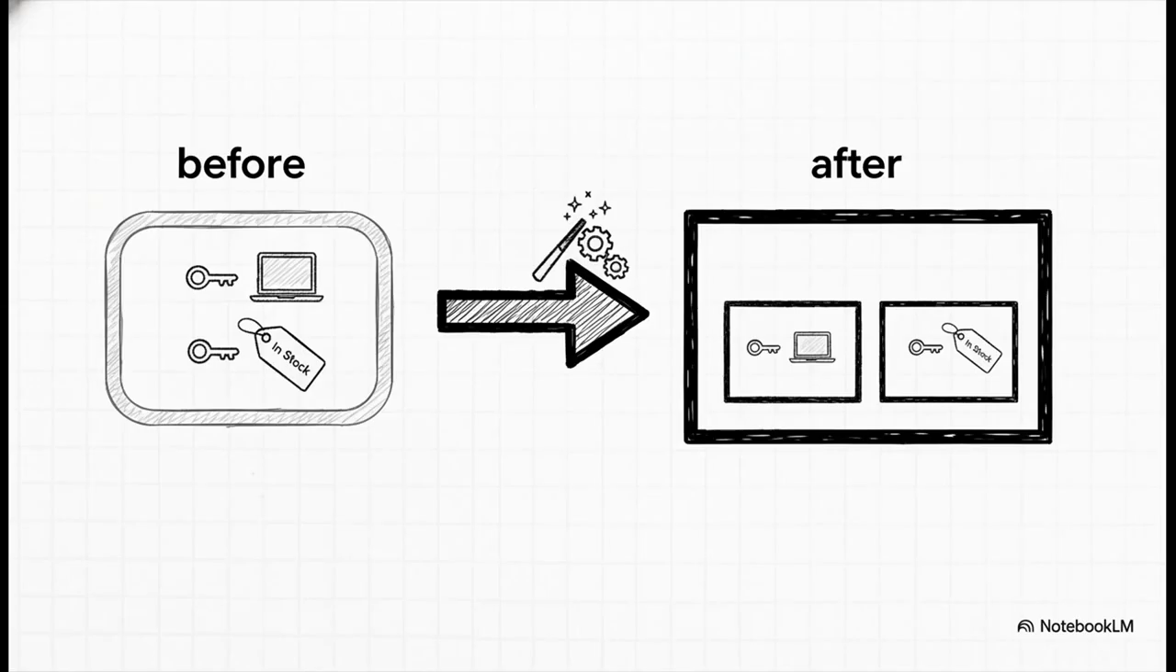And check this out. Look at what it does. Object.entries takes our single object and turns it into an array of arrays. Each little array inside is a perfect key-value pair, like product, laptop, and status, in stock. This new format is a total game-changer for displaying data.